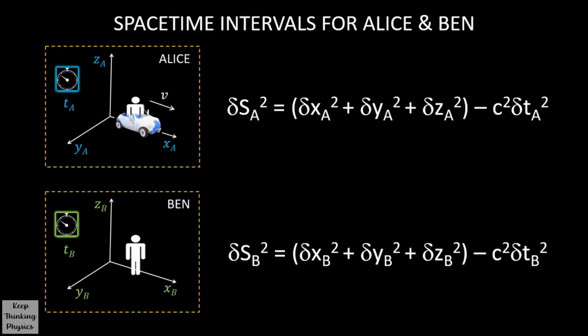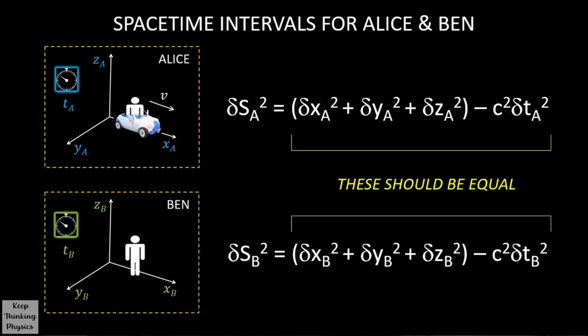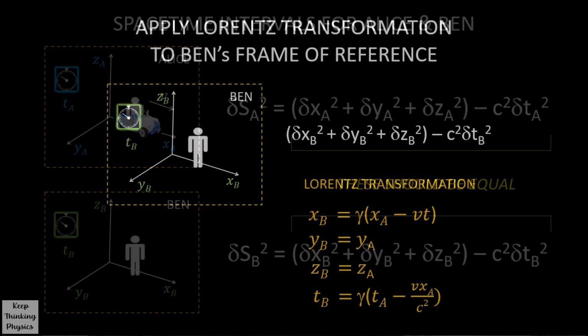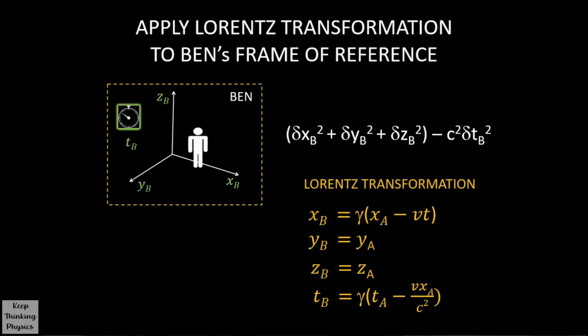Using Alice and Ben's frames of reference, which we saw earlier, we can write the space-time interval as measured by each of them like this. What we're saying is that both Alice and Ben should agree on the space-time interval, so we can say that these two expressions should be equal. We know that a Lorentz transformation can be used to convert one frame of reference to another, so we will apply the Lorentz transformation to Ben's frame of reference and see what that gives us.